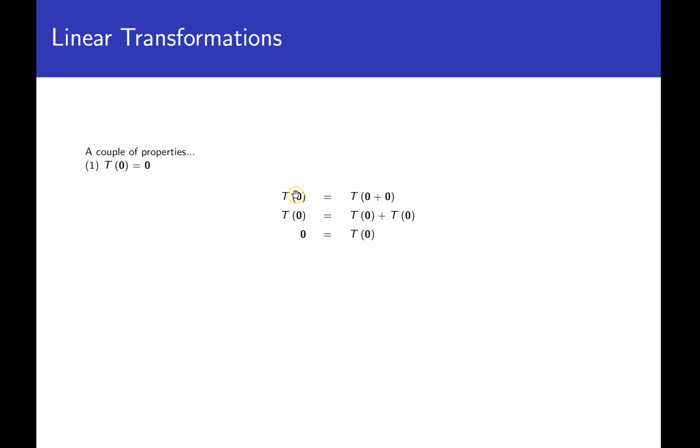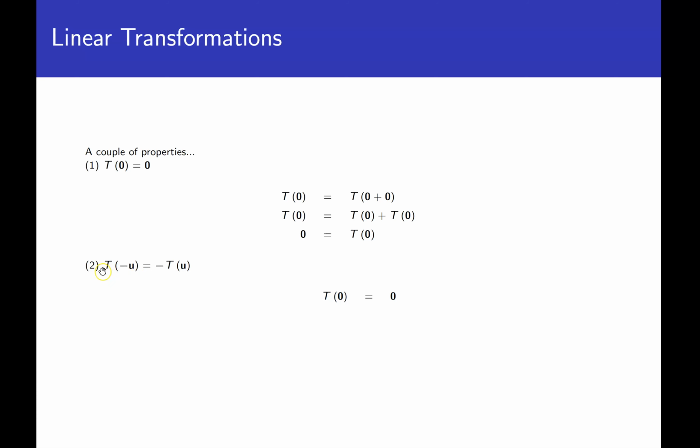So from here to here, all we're using is the fact that the vector space had a 0 vector. From here to here, this is your property of your transformations. And from here to here, you're using the property that everything in the vector space has an additive inverse. So using those vector space axioms again.